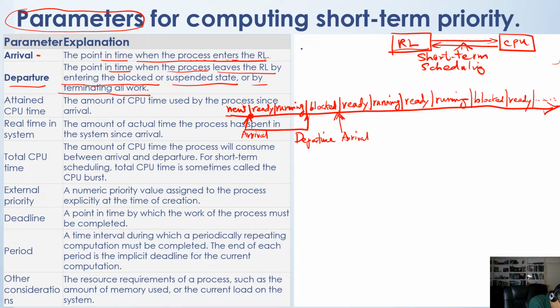And this is the arrival time again, and then it's in the ready state, in the running state, but it never leaves the ready list. Even when it's in the running state, it's still in the ready list until the process is blocked again. Then it leaves the ready list. So that's the departure time again, and then that's the arrival time again.